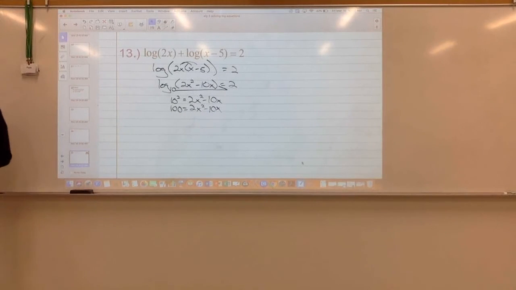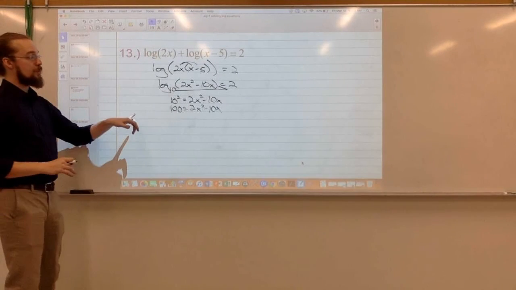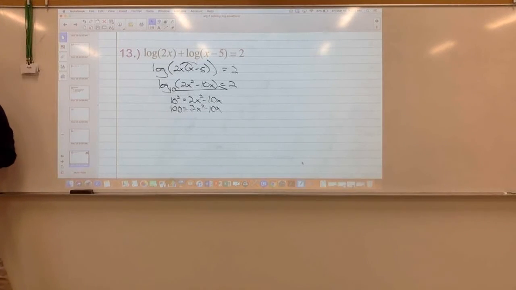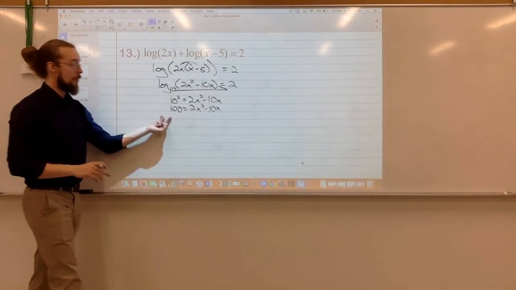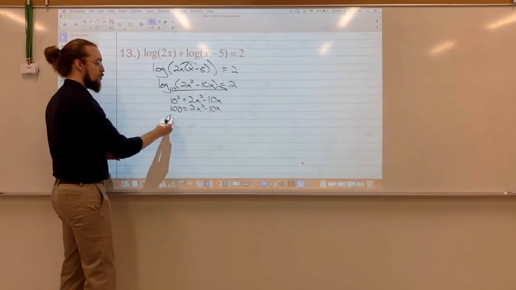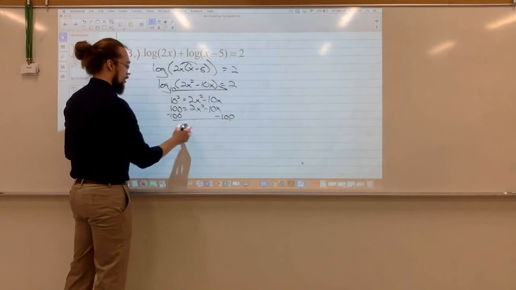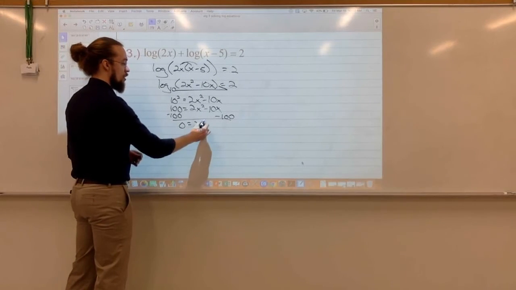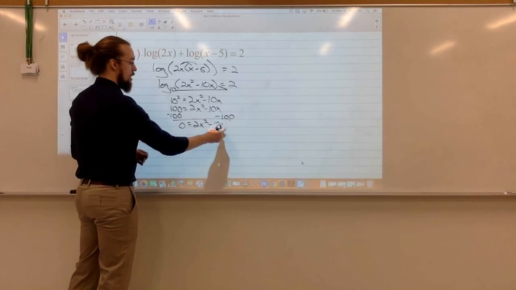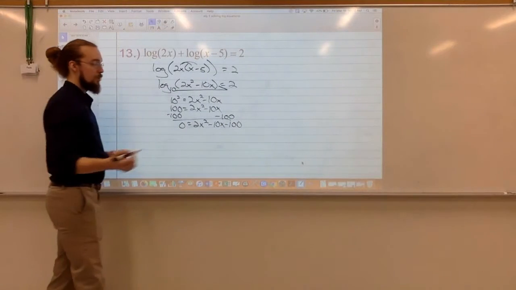How would I solve something like that? How would we solve a quadratic? Yeah, we want to factor, and that's the goal. But what do I need to do first before I can factor? Subtract the 100 over, right? I want to get everything on one side equal to 0. So if I subtract 100 over, I will have 0 equals 2x squared minus 10x minus 100.